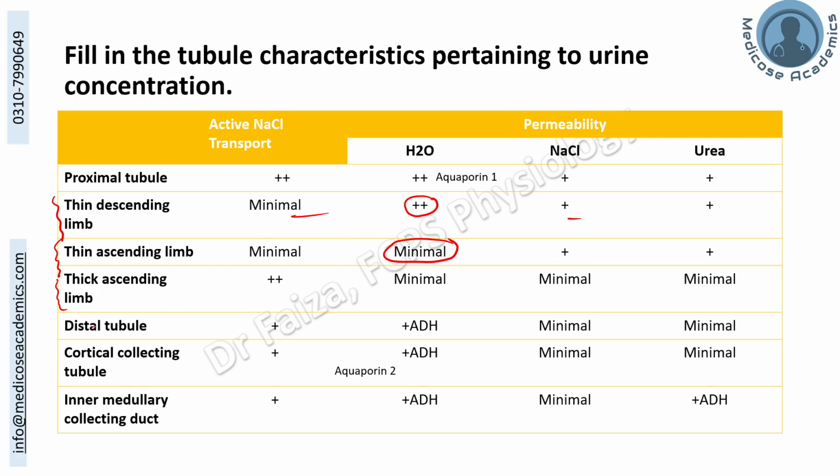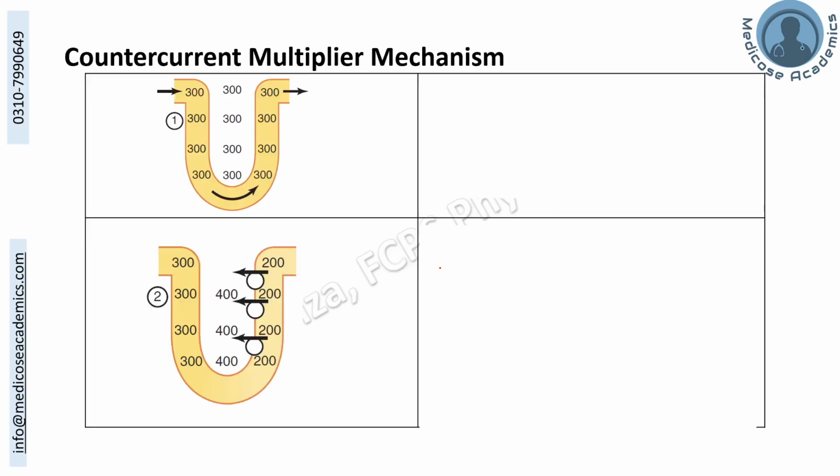Also, if we look into the thick ascending limb, it has a high active reabsorption capacity of salts, but minimal ability to reabsorb the water. So let's get back to the countercurrent multiplier mechanism. We will look into the mechanism step by step.